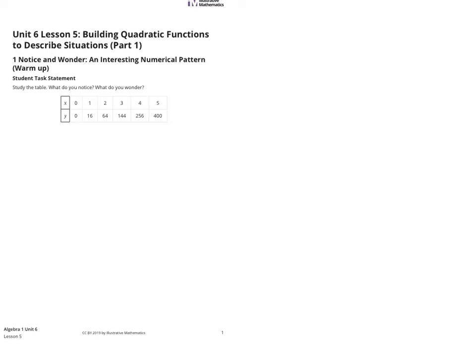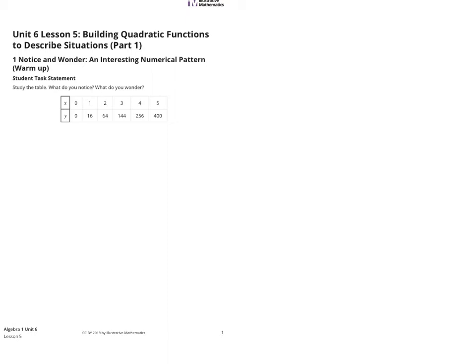Algebra 1. We are moving on in our unit of quadratics, getting to lesson 5, which is building quadratic functions to describe situations, part 1. This week, we're actually going to do parts 1, 2, and 3. I think last week I told you guys I would only assign 2 lessons, but 1, 2, and 3 go really well together, so we're doing 3.